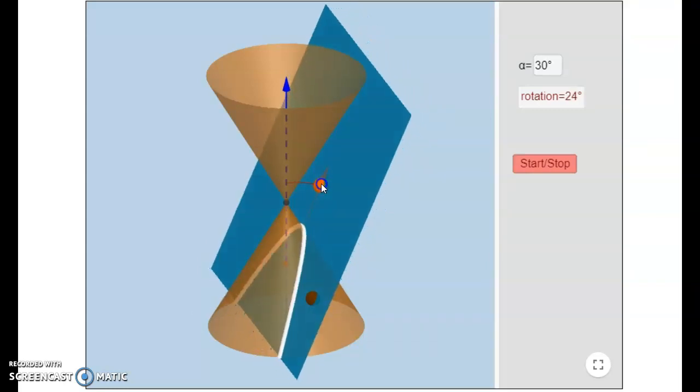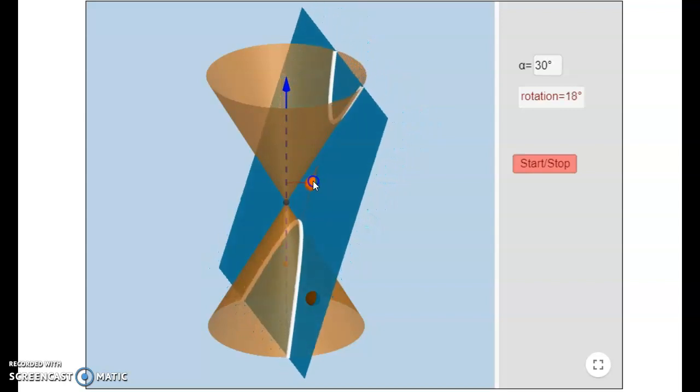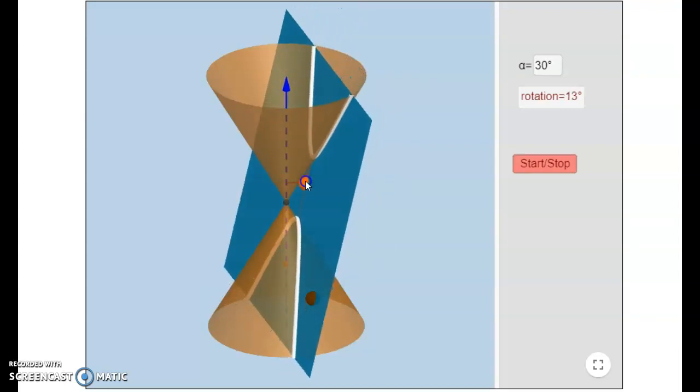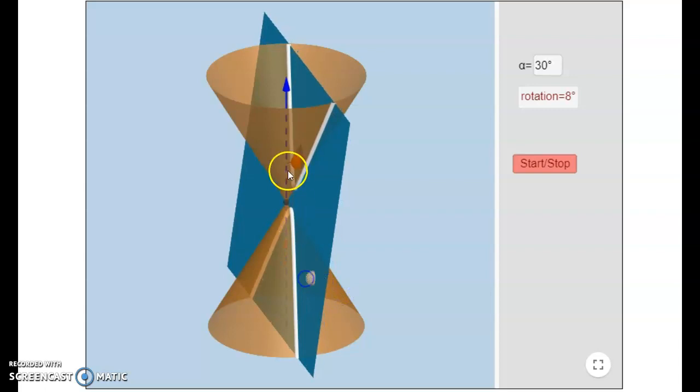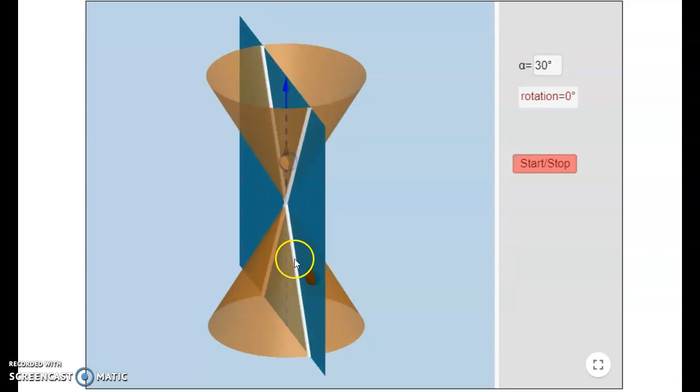And then finally, if I am between 0 and the angle given here, we will have a hyperbola. Oh, my plane can't move that way. If I'm right there through the middle, we actually get two lines that cross each other.